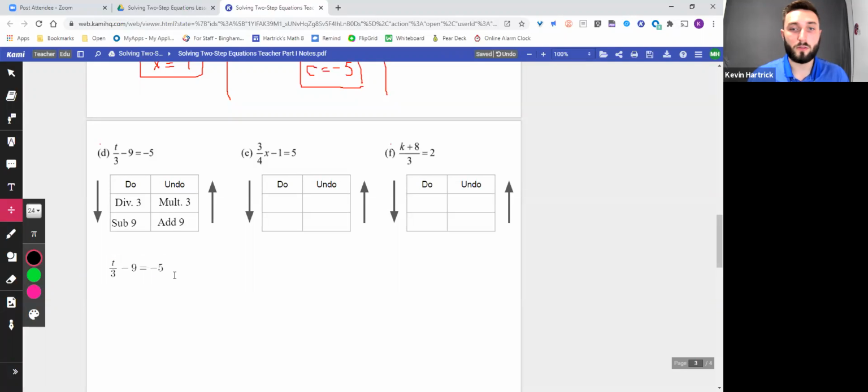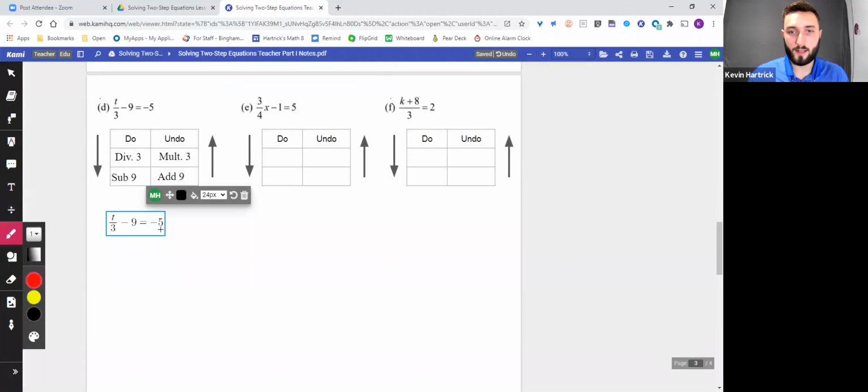Okay. So let's draw a line here and simplify. First thing in my undo, remember I start from bottom to top. I need to add 9. So I'm going to add 9 to both sides. Okay, this cancels this out.